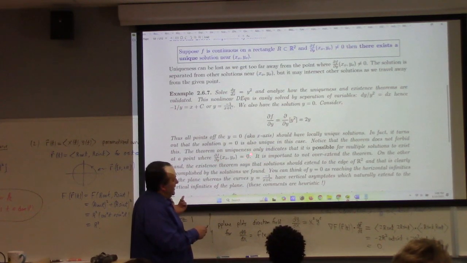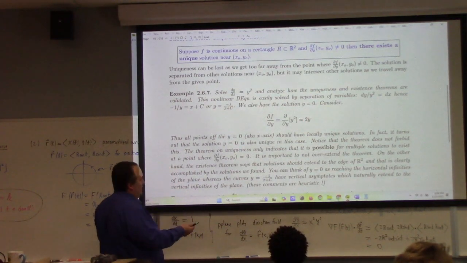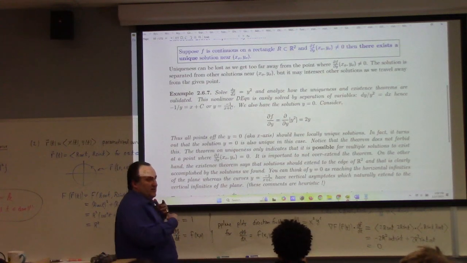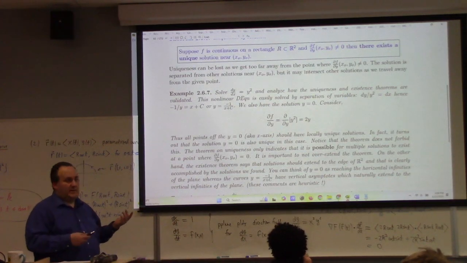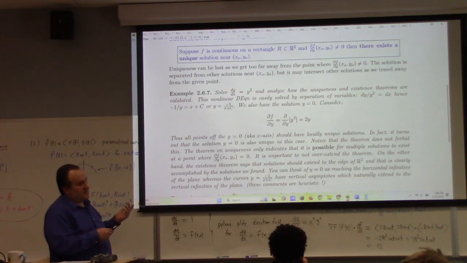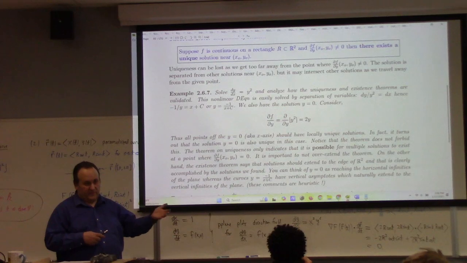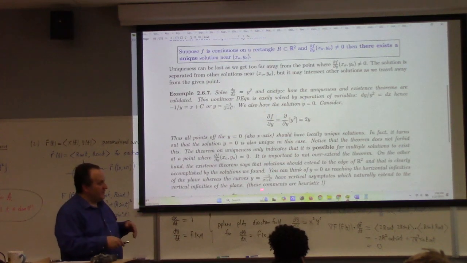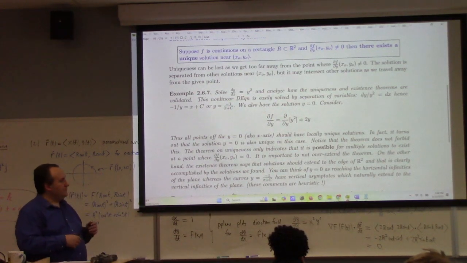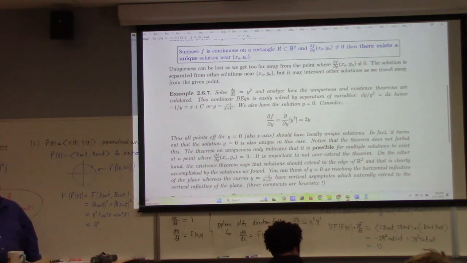So if we pick a point where that's 0, which would happen where? y equals 0. At y equals 0, we can't be sure that we're going to have a unique solution. And in fact, if you think about this differential equation, you have y equals 0 as a solution. That's one solution, but you also have solutions of this form. But I don't know if those actually cross 0.